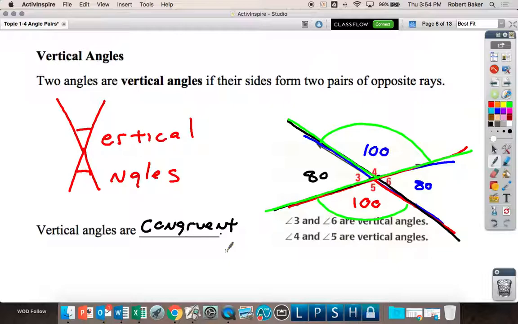Too much? So, vertical angles are always equal to each other. They're always congruent to each other. And I use the Illuminati to prove that. Does that kind of make sense? So let's try it again.